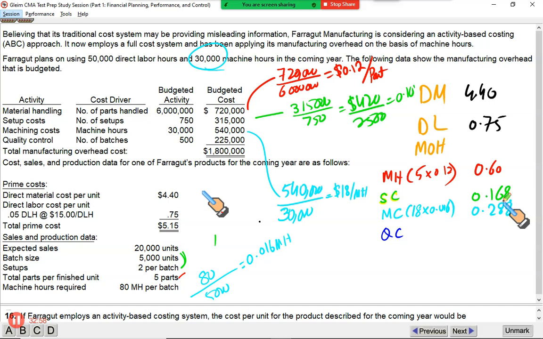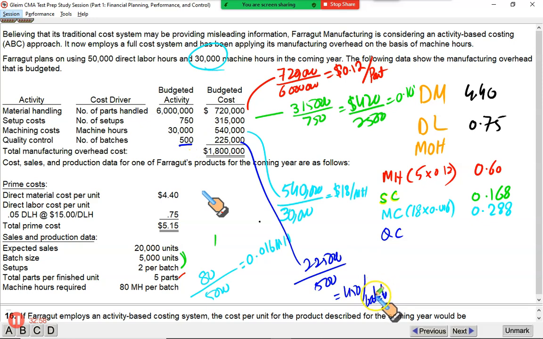Now the last cost is the quality control cost. Quality control cost is 225 and it's based upon 500 batches. Remember, you need to have the activity cost pool size and the overall activity required. We need 500 batches and the cost of quality control is 225,000 divided by 500. It is $450 per batch. Remember, number of batches 500, total estimated cost 225. Upon 500, it's $450 per batch.